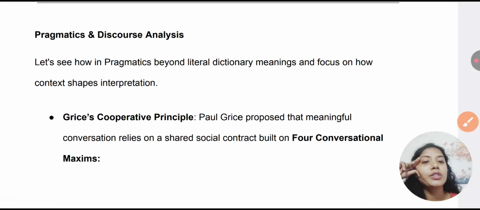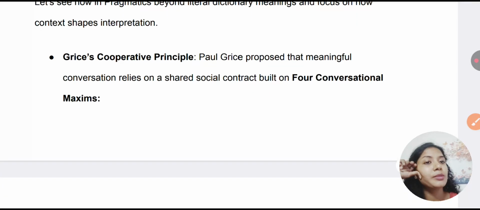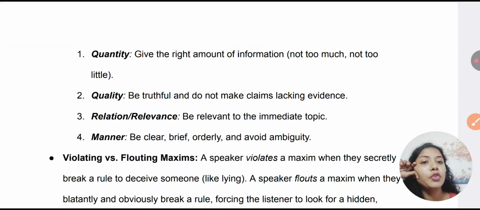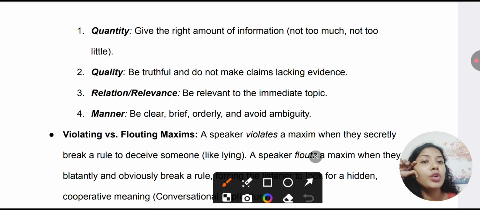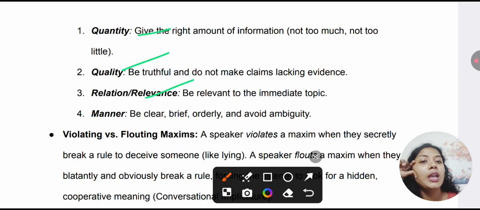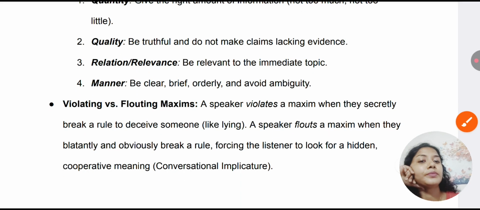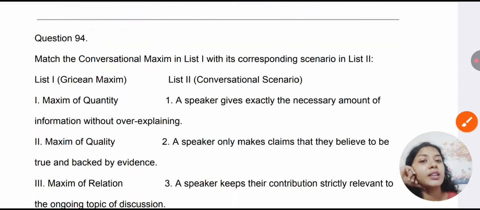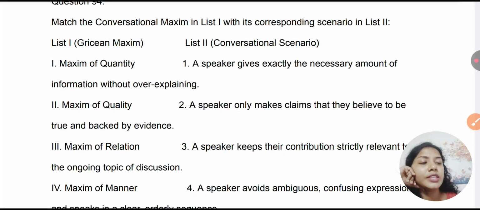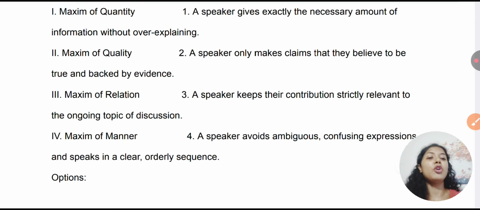Pragmatics and discourse, हमने इसको Grice's Cooperative Principle समझा दिया है मैंने आपको. ये 4 maxims भी आपको मैंने बताए हैं: quantity, quality, relation and manner. ओके. Do not forget anything at least. So now this type of question we also have to practice: maxim of quantity, maxim of quality, maxim of relation and maxim of manner.